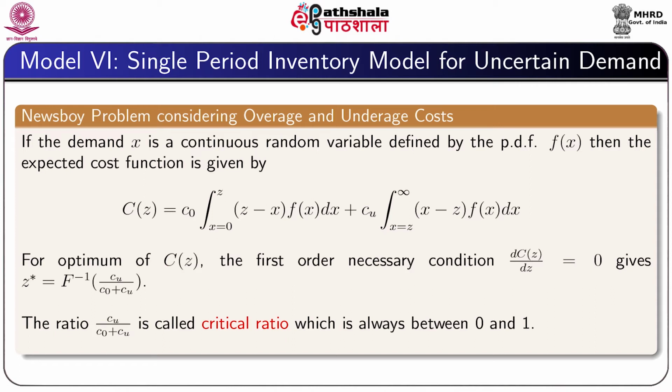For optimum of z, we have the first order necessary condition dC/dz equal to 0, which gives z star equal to F inverse of Cu by (C0 plus Cu). Here the ratio Cu by (C0 plus Cu) is called the critical ratio, and this ratio always lies between 0 and 1.